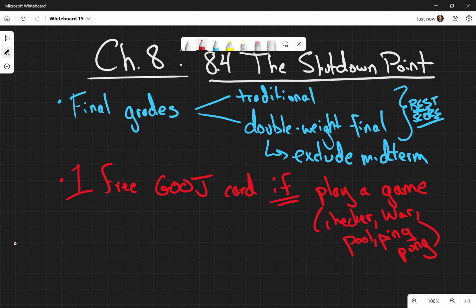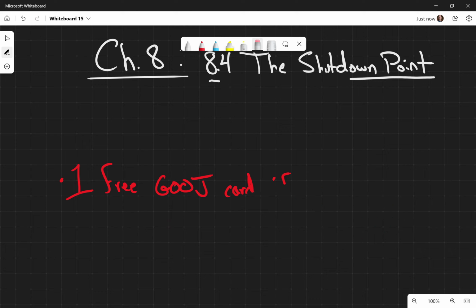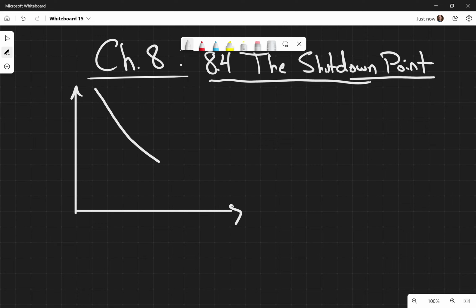So when we're talking about this shutdown, let's go ahead and get rid of all this stuff. We already talked about this in the last video, so if you have any questions about that, you can feel free to go there. So we talked about our cost curves. We talked about how there's a U-shaped average total cost. We talked about how there's an average variable cost that gets closer to average total cost.